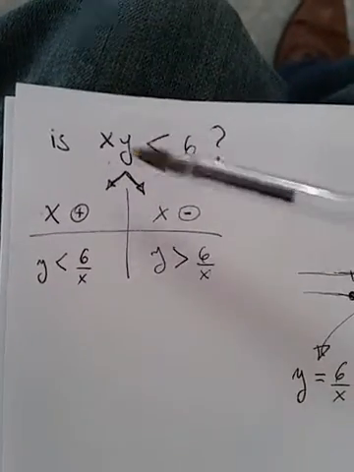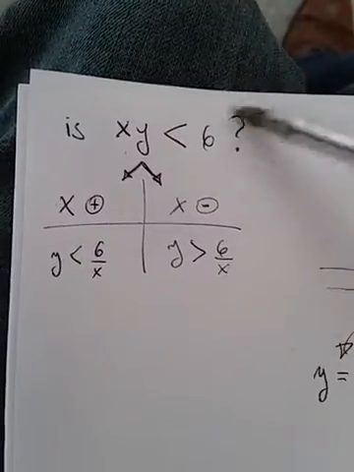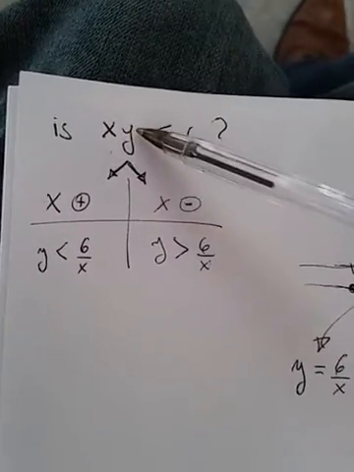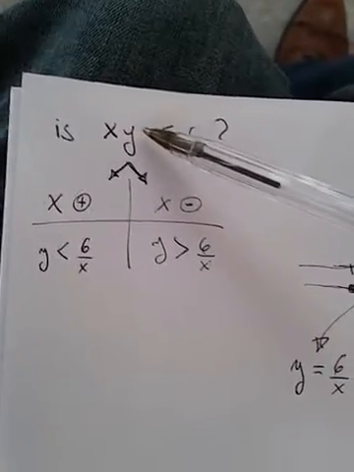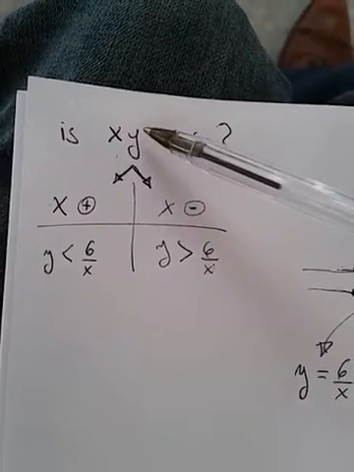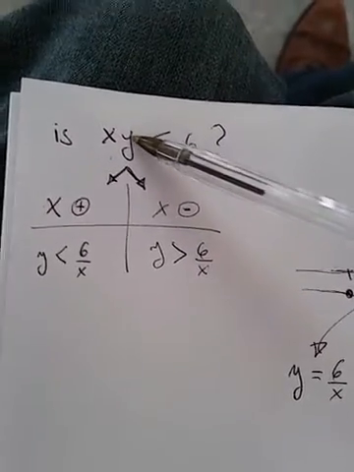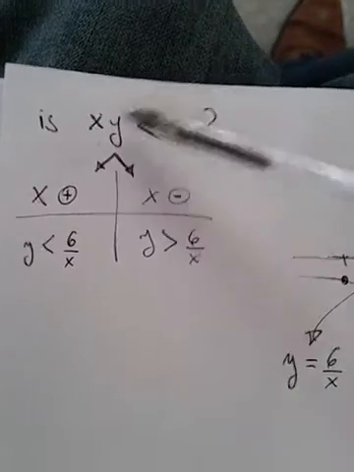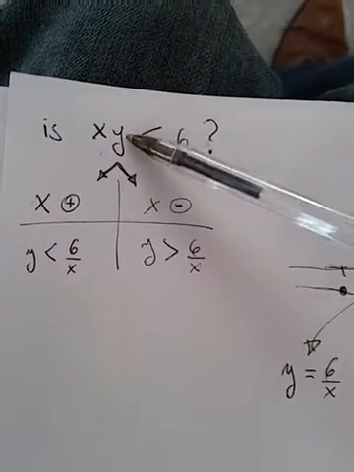Okay, so you asked me about this problem. The problem says x multiplied by y is smaller than 6. In order to graph this, you need to leave the y alone and write an equation that is y equals something. But you cannot do that because you cannot simply move the y.